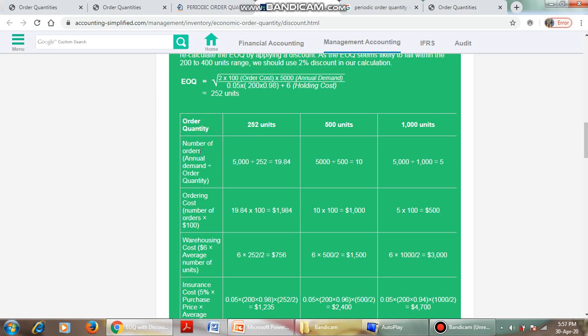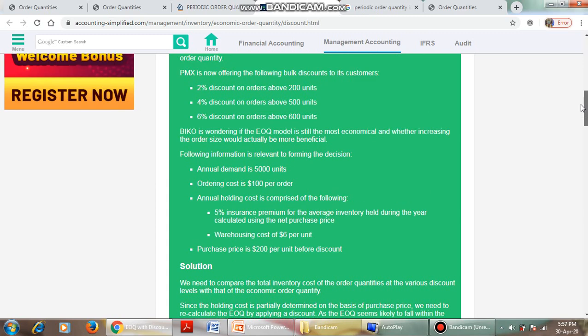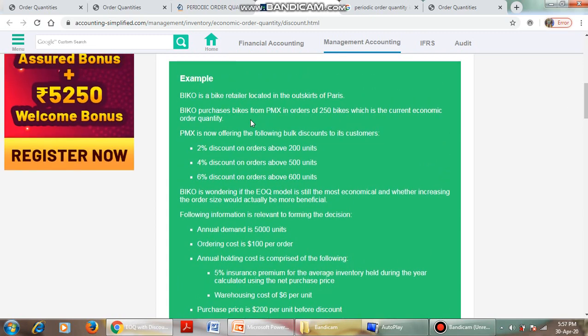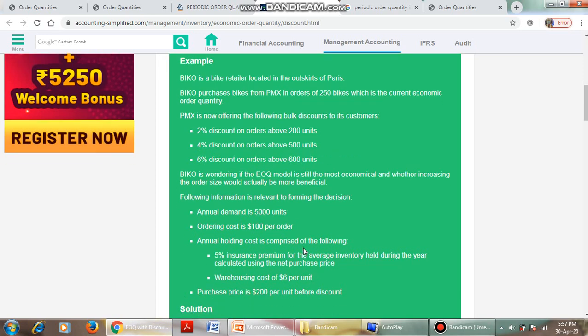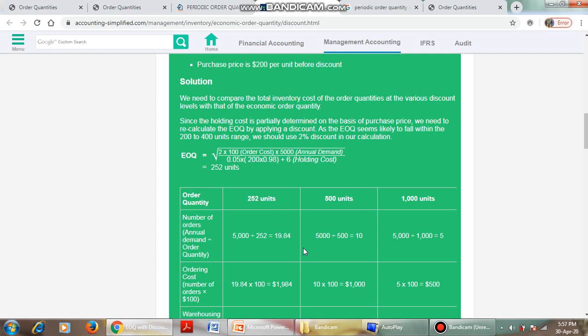See, the number of orders is the annual demand divided by the order quantity. What is the annual demand? It is given in the problem: the annual demand is 5,000. So 5,000 divided by the EOQ of 252. Here the order quantity is 252, so he gets 19.84.